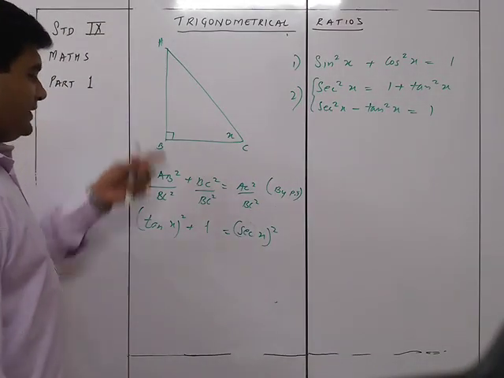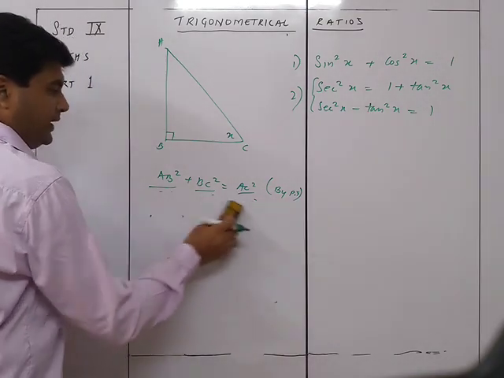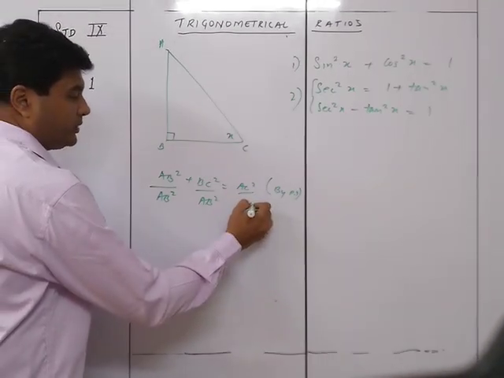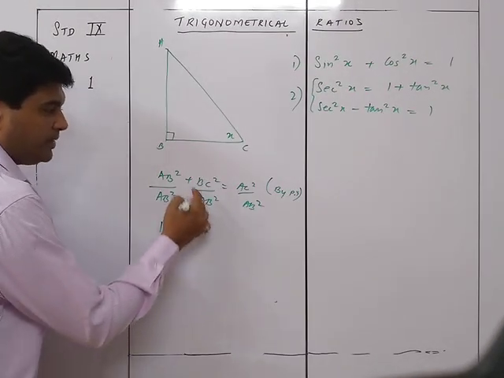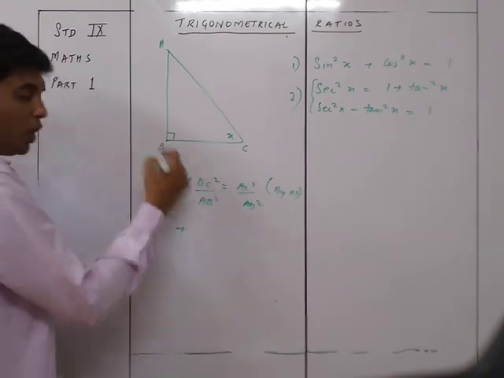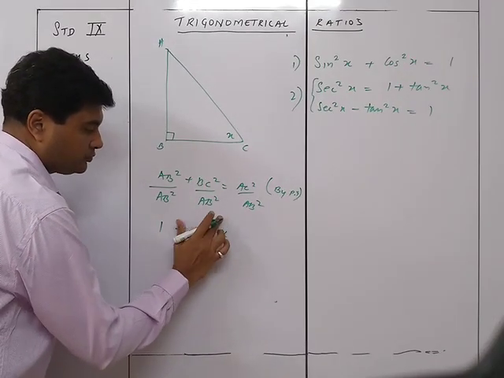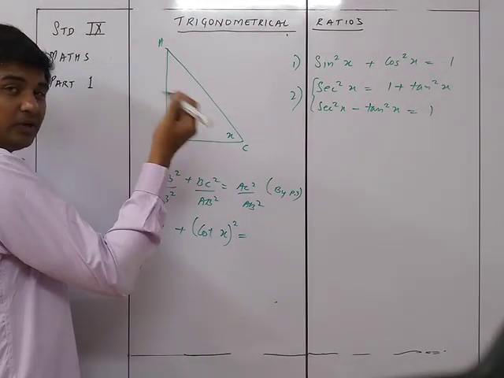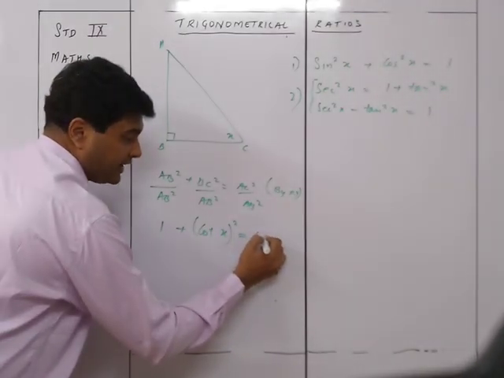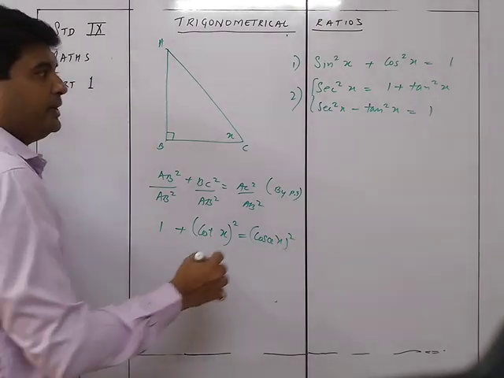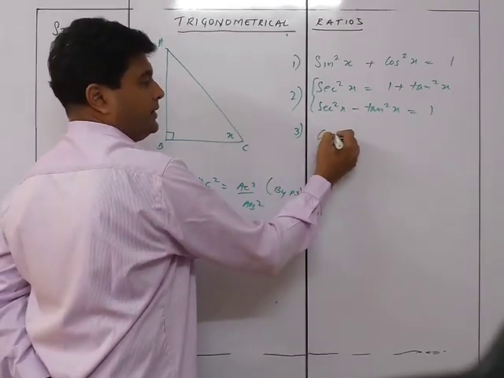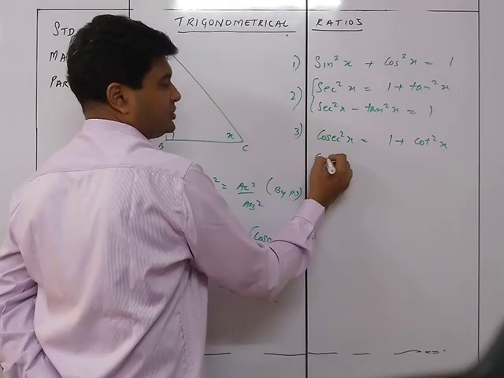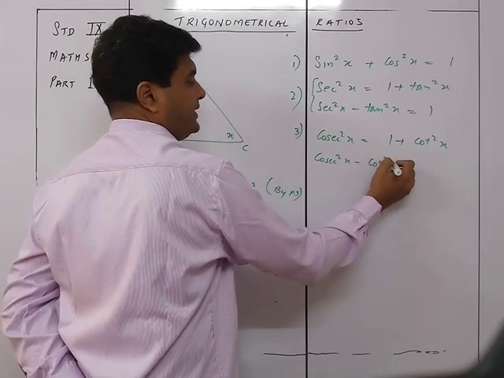The next one will be, of course, the last one. Now we divide all three by AB square. So we will have AB square, AB square, AB square. This becomes 1. This will be BC upon AB, that is cot. So this is cot square x, or cot x the whole square, plus AC upon AB, that is the reciprocal of sin, which is cosec x the whole square. So accordingly, we have the third identity as cosec square x is equal to 1 plus cot square x, or cosec square x minus cot square x is equal to 1.